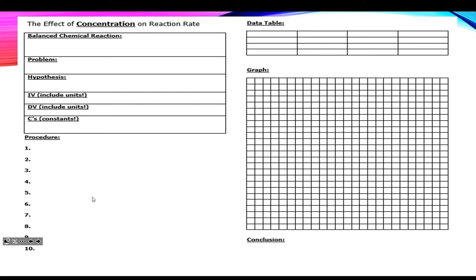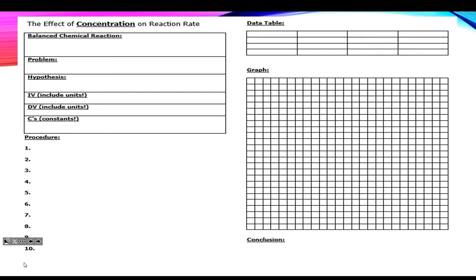Dependent variable is what changes because I changed something. So hopefully the reaction time is going to change. So we're going to put dependent variable as time. And the controls, the C's, are the things that are not going to change, the things I'm going to hold constant in the reaction so that I can see how what I changed really affects it.